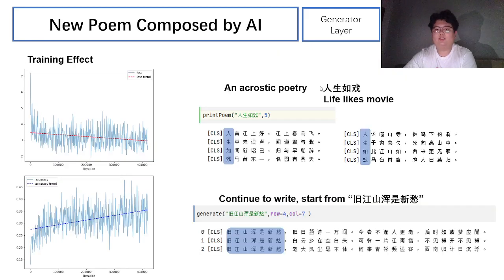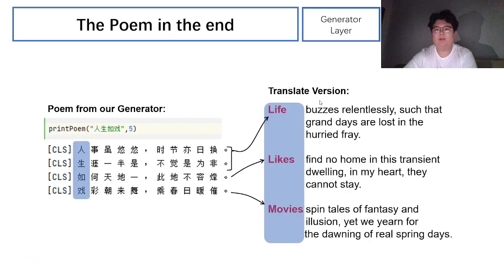The training process has given good results, with a gradual increase in accuracy and a gradual decrease in loss. Finally, our generator enables the generation of acrostic poems and continuation verses. In the end, we prepared a generated poem and translated it into English.